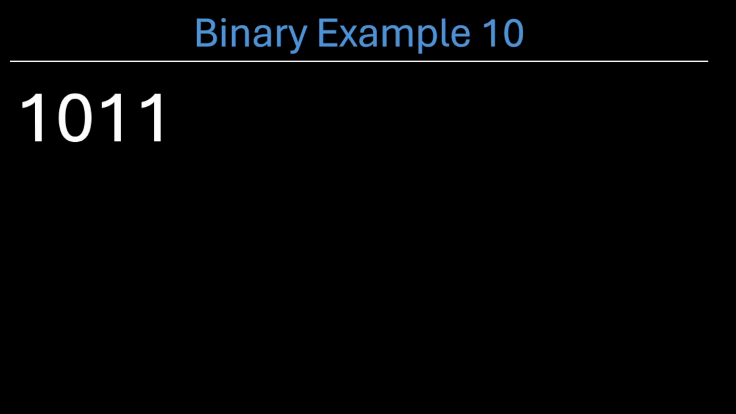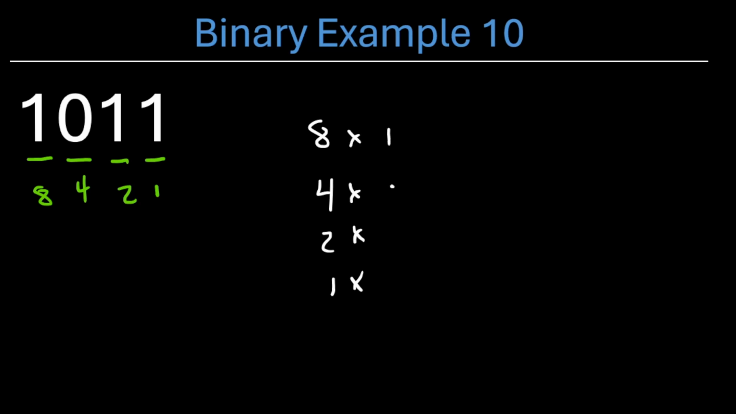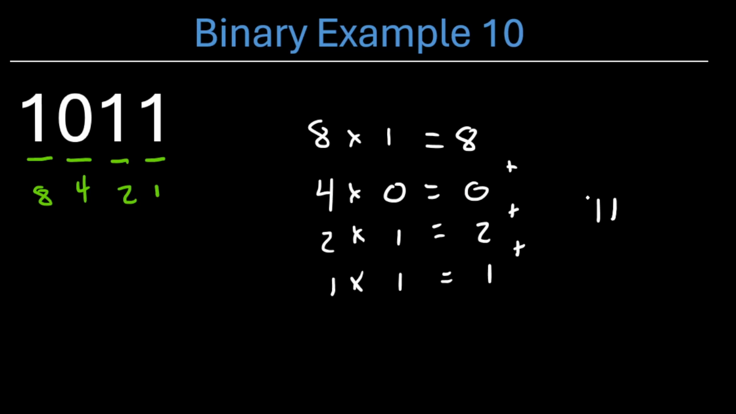Now back to another example. We've got 1, 0, 1, 1. This is 1, 2, 4, and 8. Again, I like to just write out each place value and multiply it by the value in that place. So we got 8 times 1 gives us 8, 4 times 0 is 0, 2 times 1 is 2, 1 times 1 is 1. Add these up and we get 11.